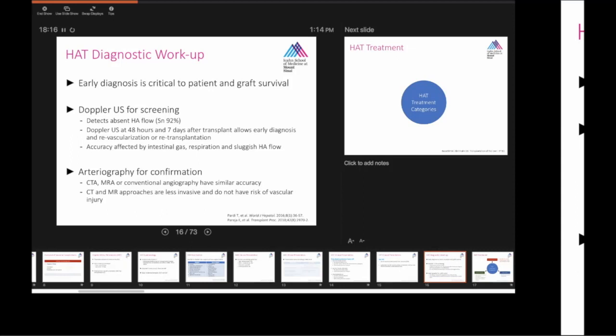A lot of people would prefer CT and MR because it's less invasive, there's no risk of vascular injury, and it's similarly or equally accurate compared to conventional angiography.